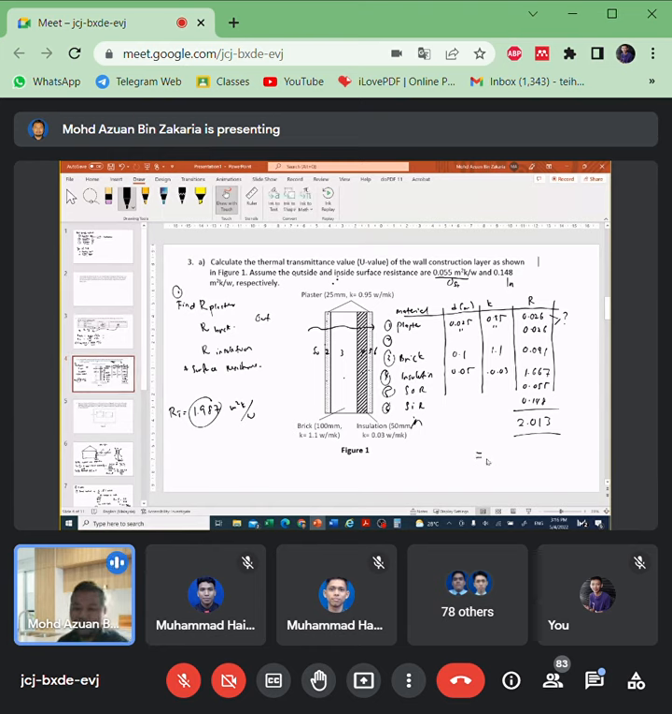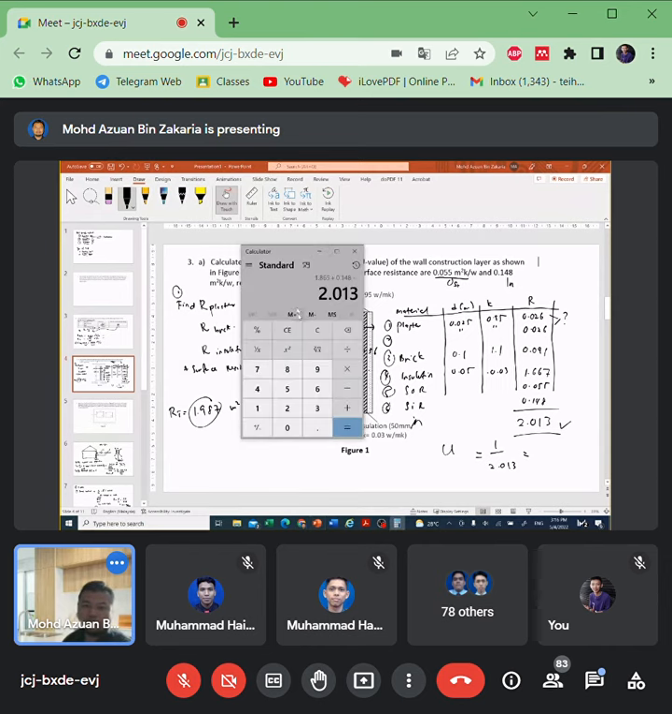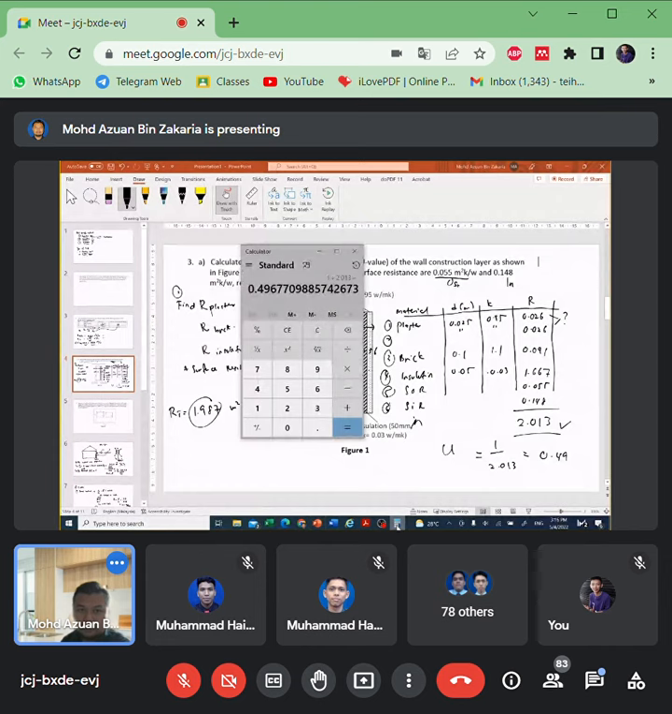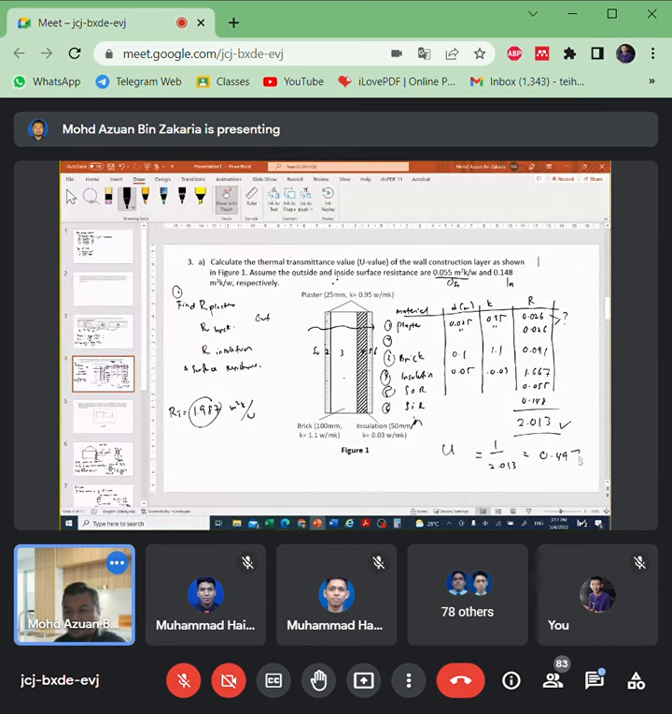Okay, maybe it's very straightforward. We already calculate R total. So U value is 1 over 2.013. Okay, we can say that it is 0.497 watt per meter squared Kelvin. Okay, 0.497.